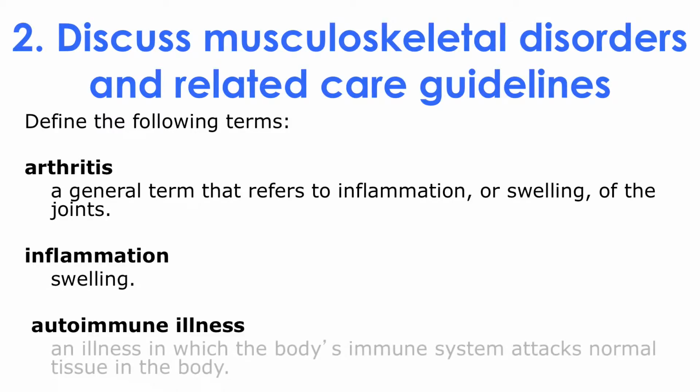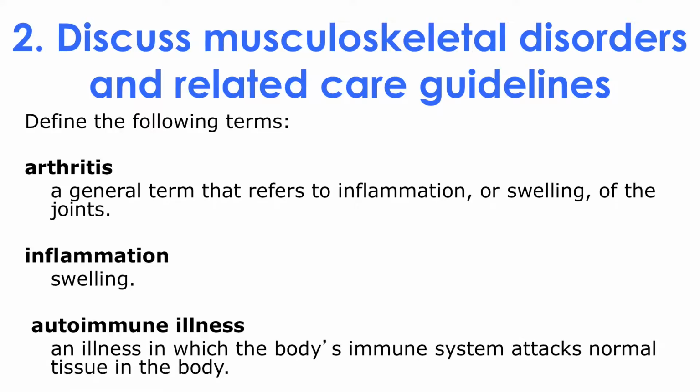Autoimmune illness. It's an illness in which your body's immune system attacks the normal tissue of the body. Okay, so our own body is rejecting tissues in our body. So that is what an autoimmune illness refers to.